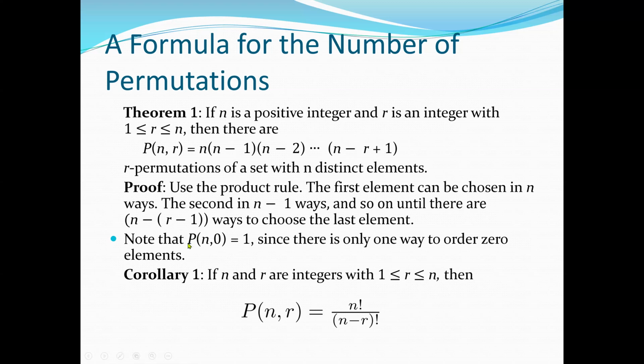So we know that the permutation of N and 0 will be 1. If I have 3 elements and R is 0, there's only one way, so it's 1, since there's only one way to order 0 elements.